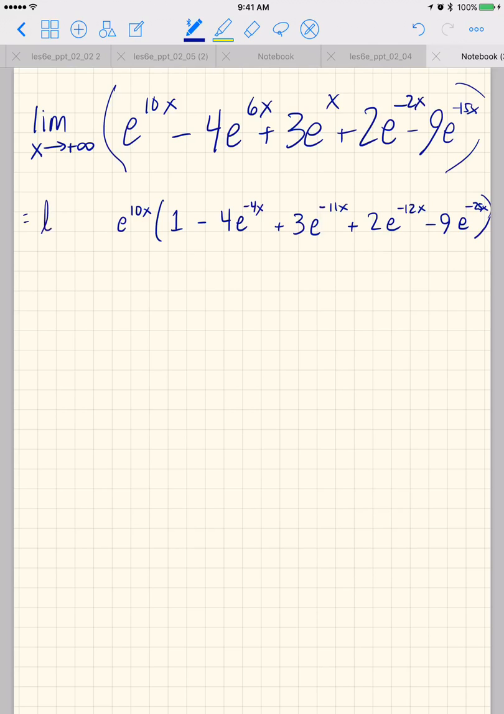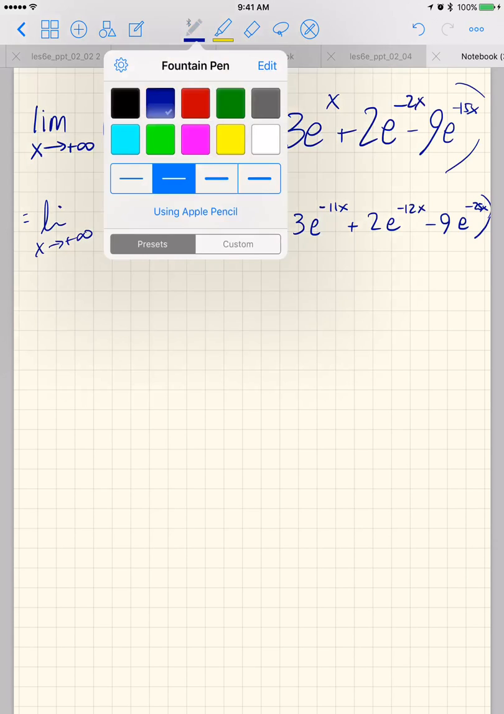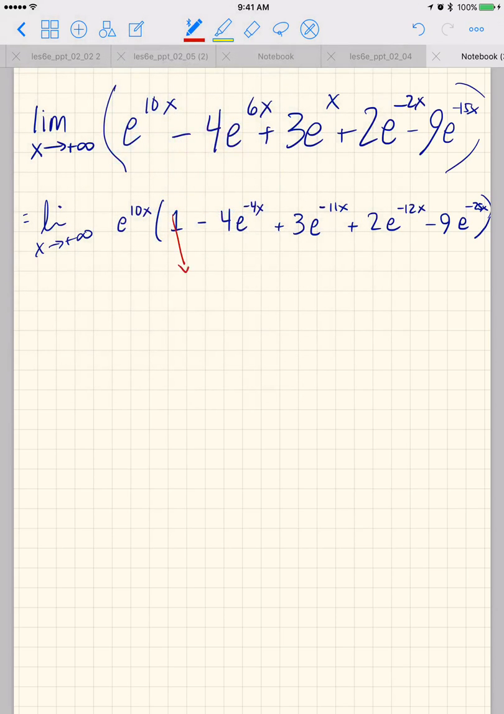Okay, so this is equal to the limit as x goes to plus infinity of all this stuff. Now I can say that this is going to go to 1, right? So this is as x goes to plus infinity, 1 goes to 1. This is going to go to 0, right? Now why? Let's look at that.